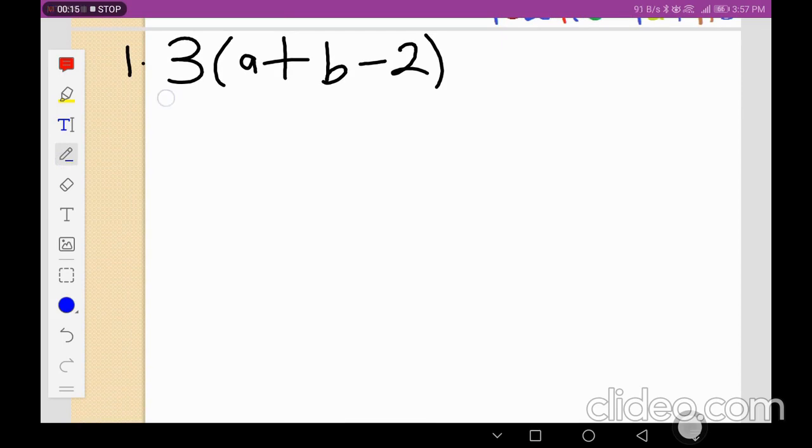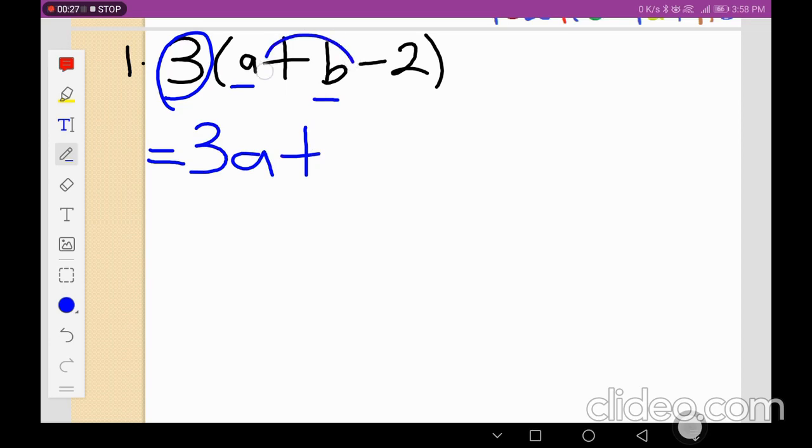So what you do, you multiply 3 with every element that is inside the bracket. Like for example, I'll say 3 times a, I'll get 3a. 3 times b, I'll get plus. So you'll be taking this sign there. So I'll get 3a plus 3b, okay?